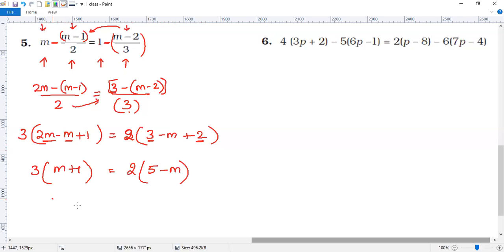So I'll get 3m plus 3 is equal to 2 with 5 minus m will give me 10 minus 2m. So, upon simplification, 3m and this 2m, if it goes to the other side, it becomes plus 2m. So you'll get 5m is equal to this 3, if it goes to the other side, it becomes minus 3. So 10 minus 3 is 7. So the value for m will now become 7 by 5.